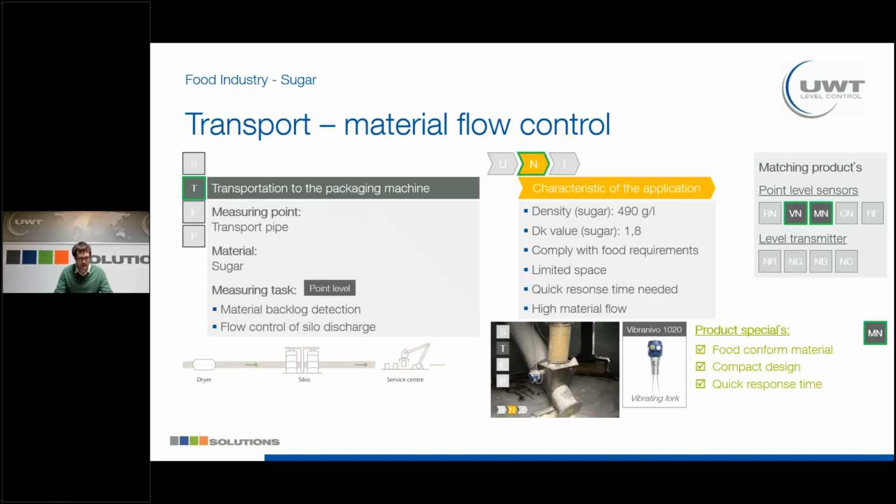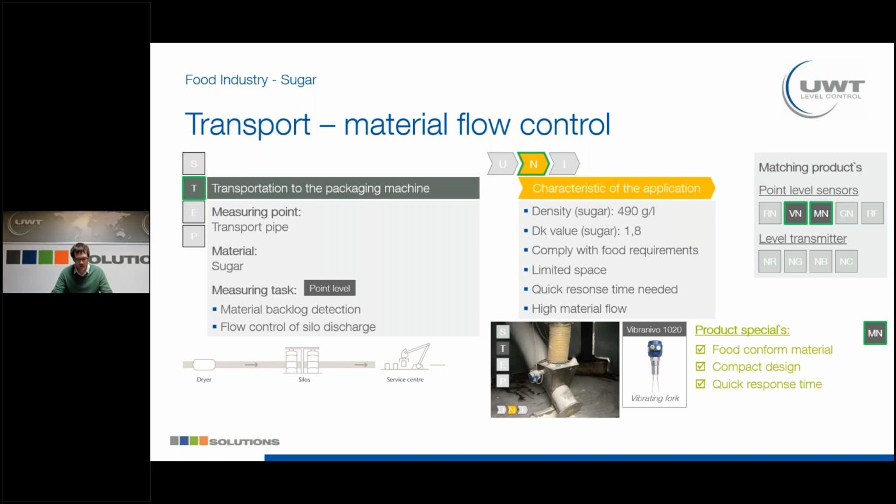Next one, transportation, and also a normal application is a transport pipe here in the sugar industry. So we have the dryer, then that goes directly into the silo and then to the service center. And what we have here is a transport pipe for the packing machine. It also needs to be food conform material, a compact design, and a quick response time.